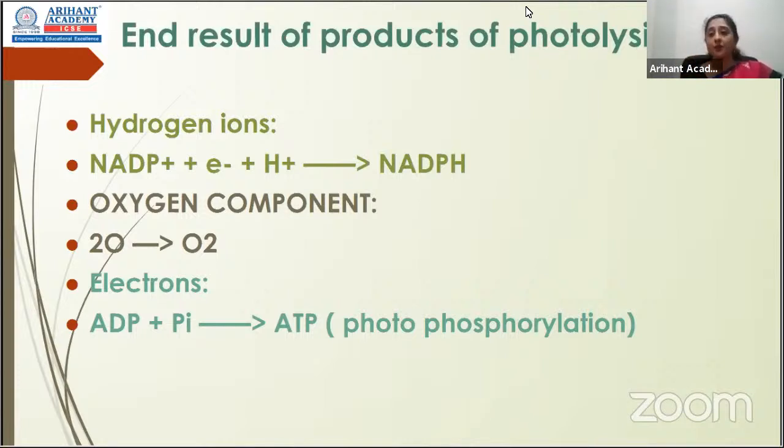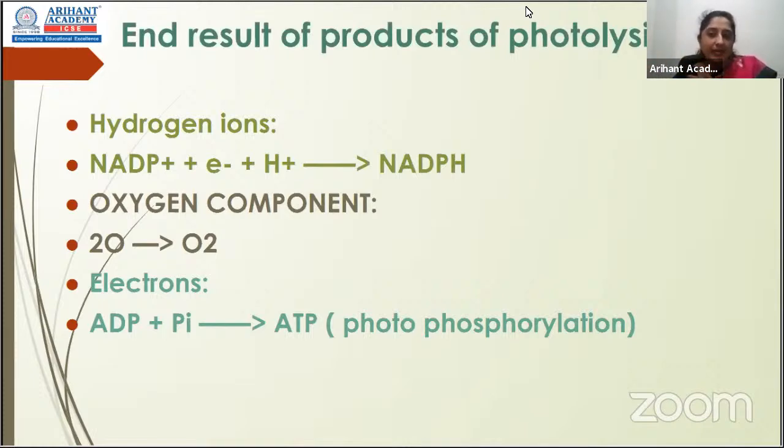What about the rest of the electrons? These electrons have to be carried on to the other side because gain of electrons is reduction, and we also require energy to push the NADPH out. That energy is received with the help of the energy rich compound, which is ATP, adenosine triphosphate. So what happens is the ADP, that is adenosine diphosphate, combines with inorganic phosphate, all thanks to the electrons which have been released by photolysis. They get combined together to form ATP. This energy will help the NADPH to push towards the stroma.